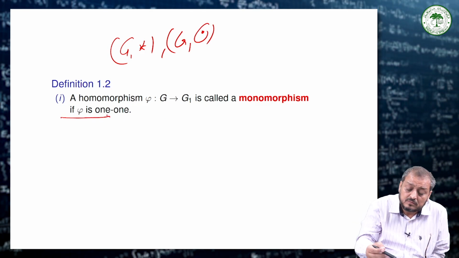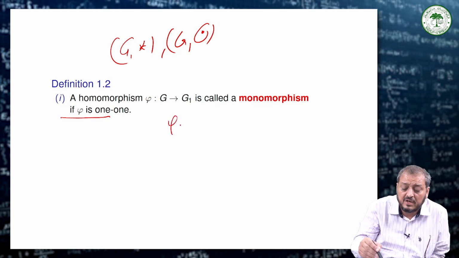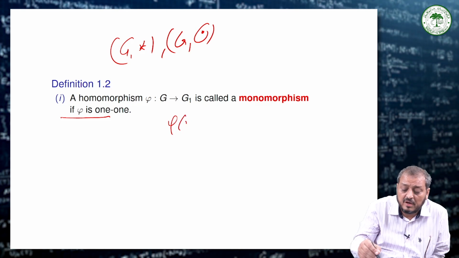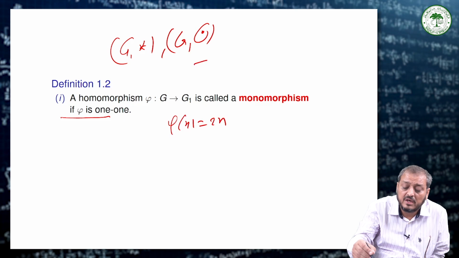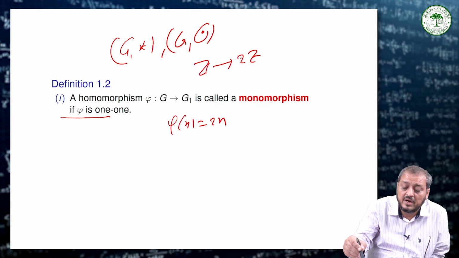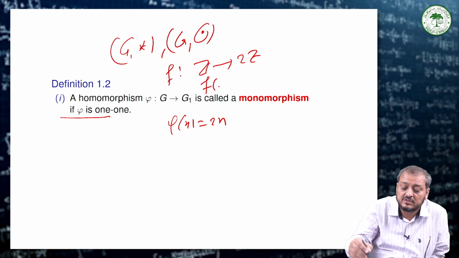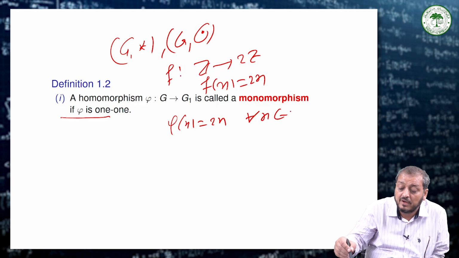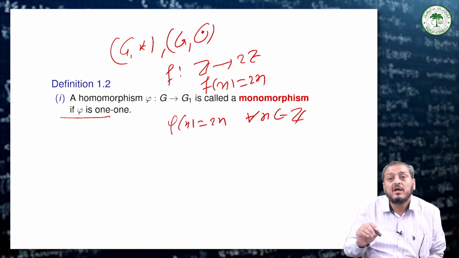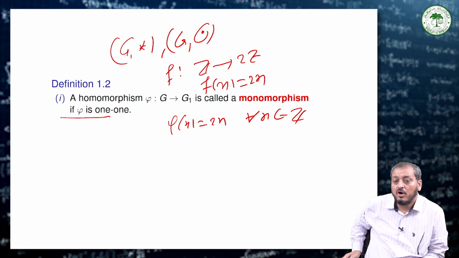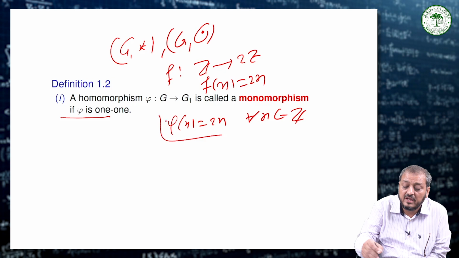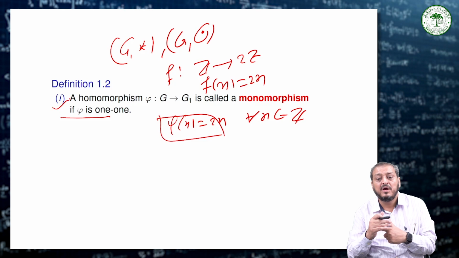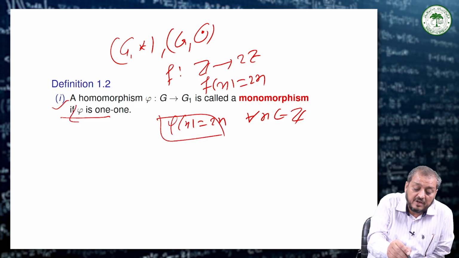For example, if we take phi of n equal to 2n, from Z to 2Z, defined as phi of n equal to 2n for all n an element of Z, this is clearly a homomorphism. A monomorphism means first it should be a homomorphism and also satisfy the condition that phi is 1-1.